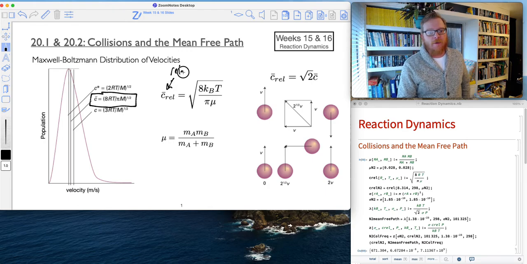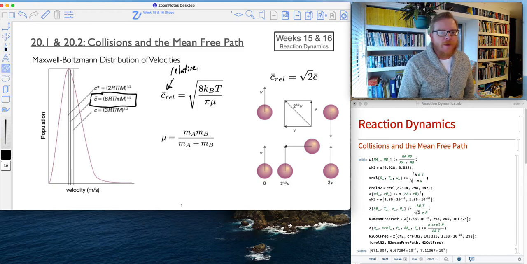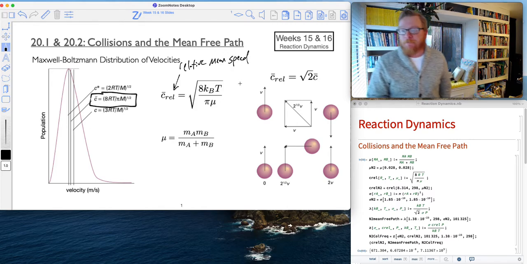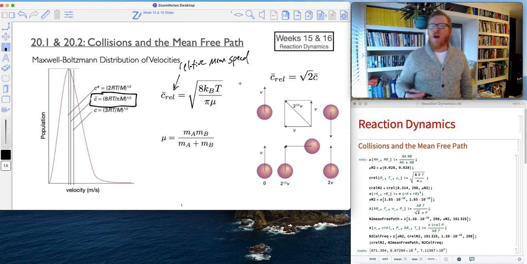That's the relative mean speed. I'm not happy with how thick my pen is. Let's change that. Okay, there we go. At this point in the semester, I'm not going to spend a whole lot of time getting into these derivations, but I do want to talk a little bit about where they come from.